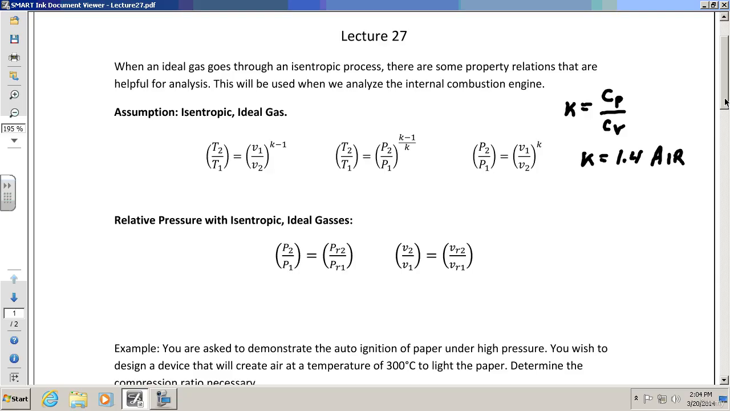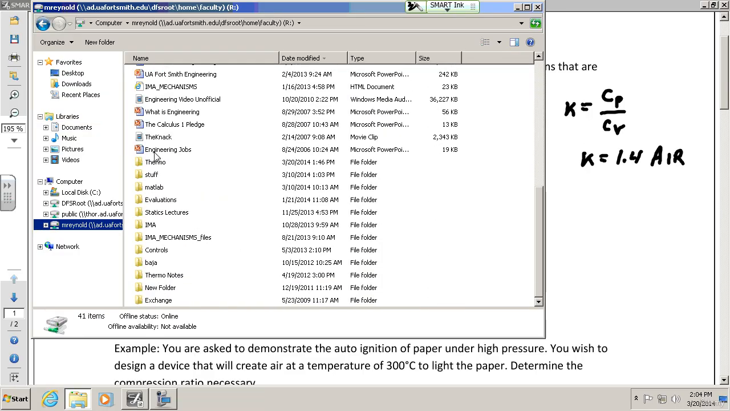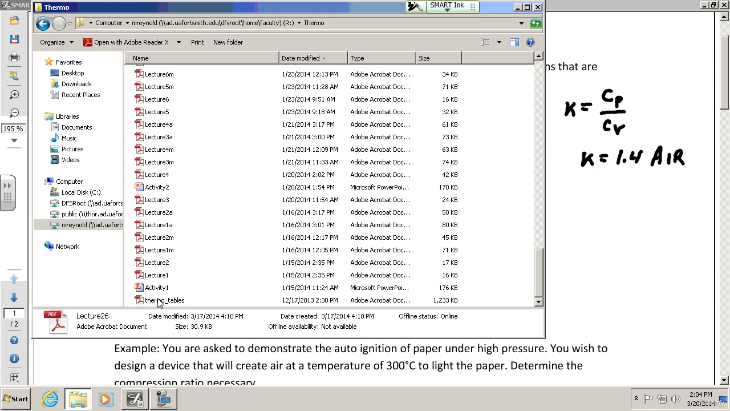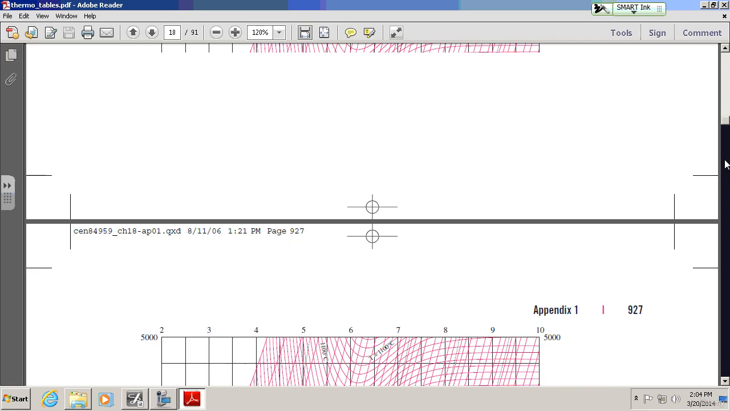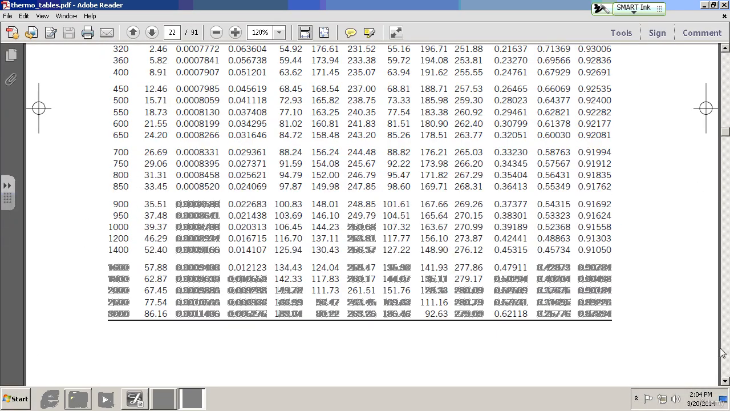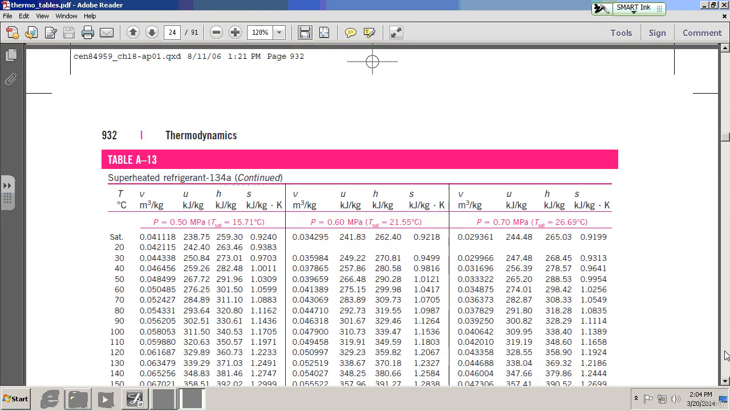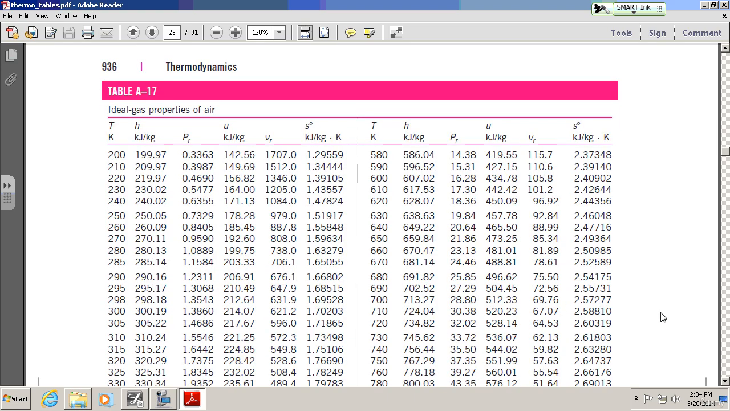Now, there's a couple more relations that are important as well, and that is dealing with this concept of relative pressure or relative specific volume. Remember when we brought up these air tables? Let me bring them up again. Let's go to the air tables. Okay, here it is. Ideal gas properties of air.